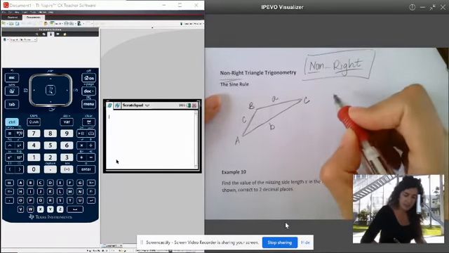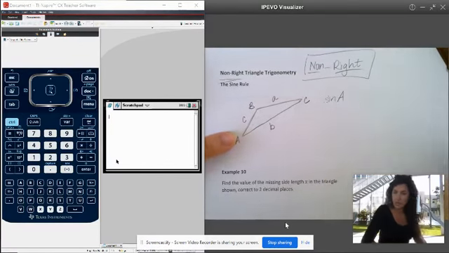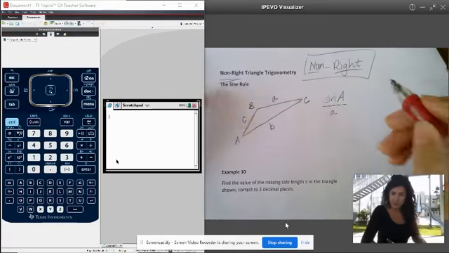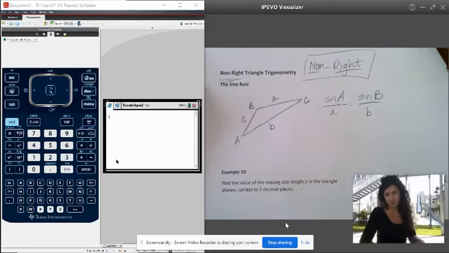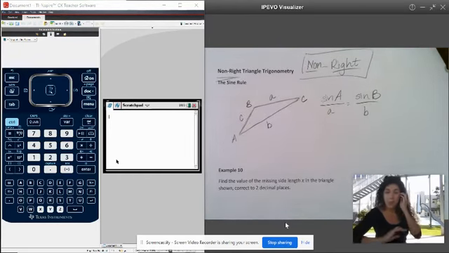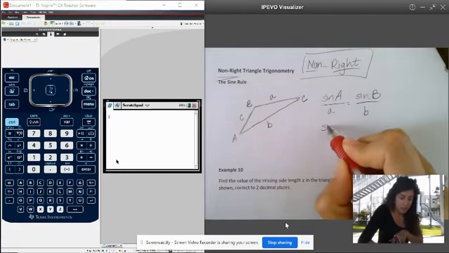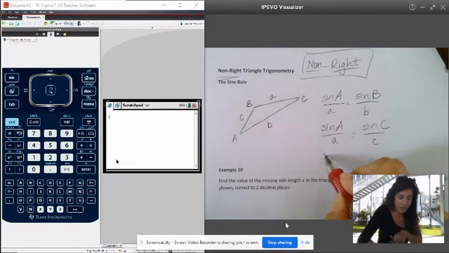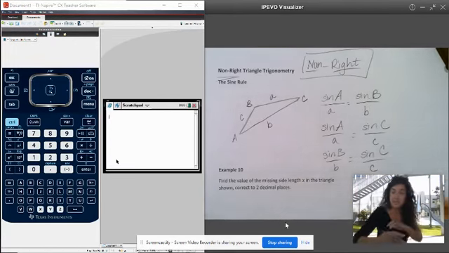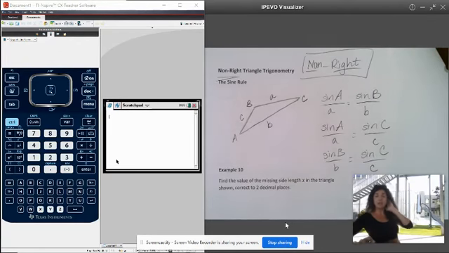The law of sines says that sine of any angle divided by its opposite side is equal to sine of any other angle divided by its opposite side. It does not matter which angle you choose and which opposite side. This relationship will hold true no matter what. So you could say sine of A over a equals sine of C over c, or sine of B over b equals sine of C over c. As long as you choose an angle and its opposite side, this relationship will hold true no matter what.